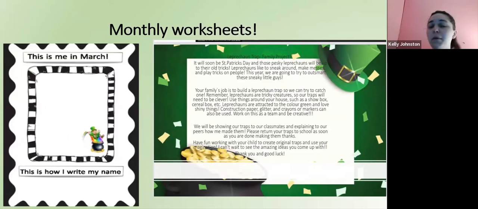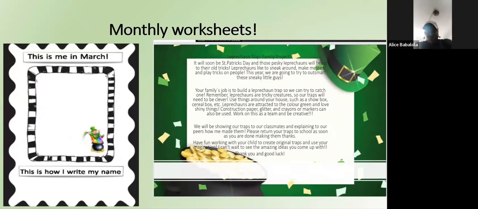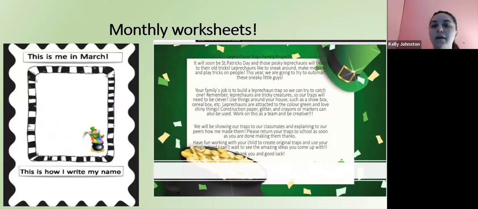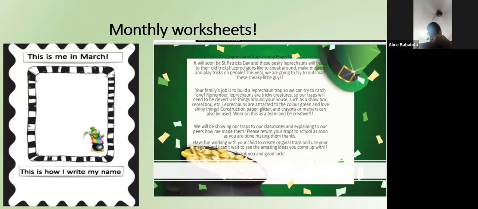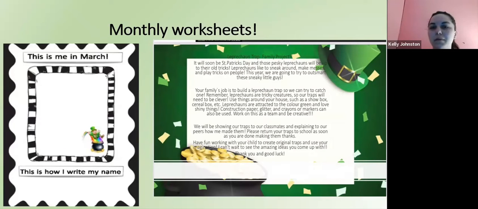I'm also huge on family involvement. On the right-hand side, this is my family project for the month. I don't complete this every single month because parents are really busy, especially with COVID. But this is one that we did in March. It was to make a leprechaun trap. It's just a fun one. We used cardboard boxes, whatever they had at home, really, and they got to make a leprechaun trap and try to catch a leprechaun. And it got us thinking.